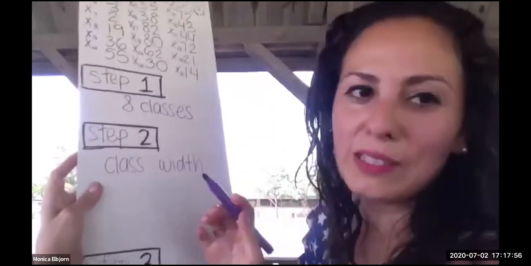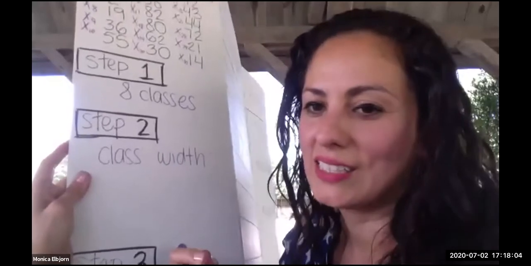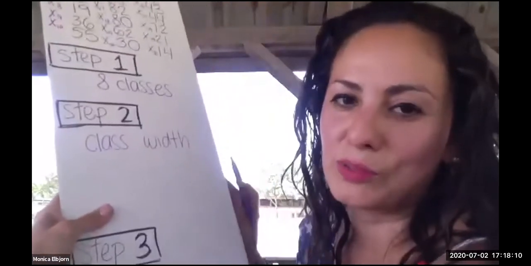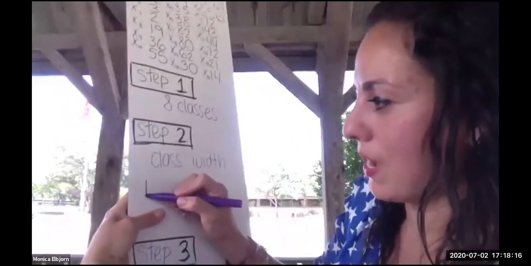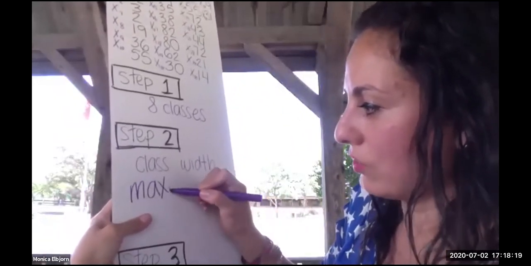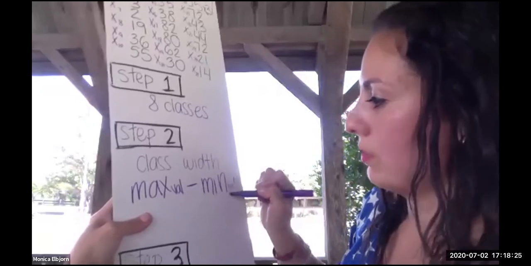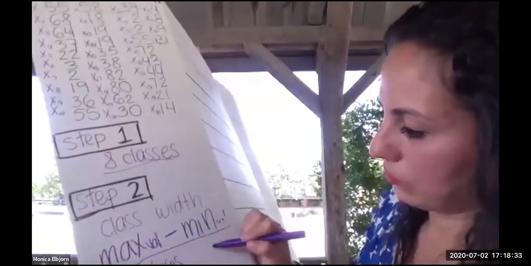And then step two was getting our class width. Can someone tell me how we got our class width? This was one of the most important steps. I'll wait just a couple of minutes if someone can tell me the formula for it. Yes, very good. So it's the maximum value minus the minimum value divided by the number of classes. The number of classes was 8, so we're gonna divide by 8.